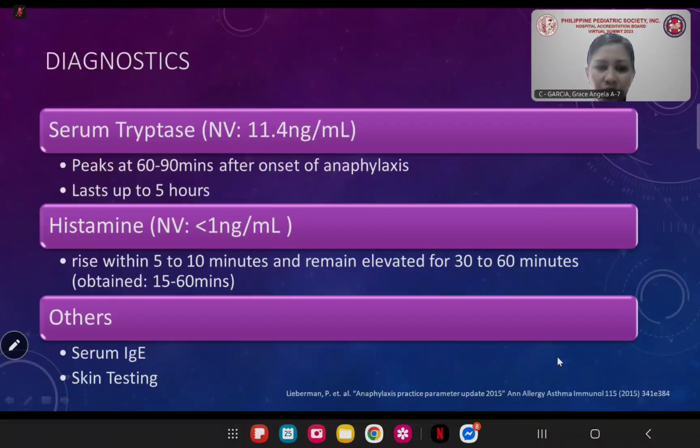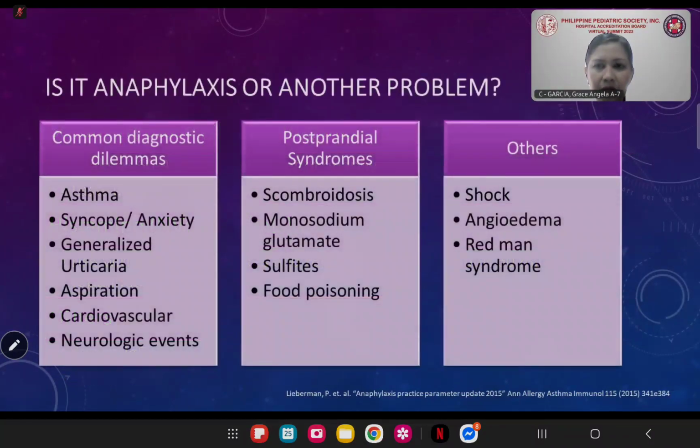Other tests would be to check your serum IgE, or you do your skin testing if the possible culprit is food or pollens. So, is it anaphylaxis or another problem? These are the more common diagnostic dilemmas.